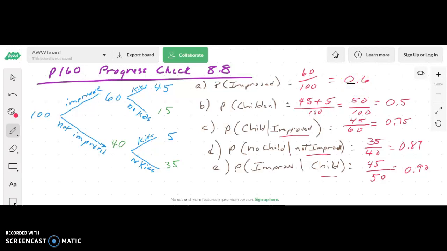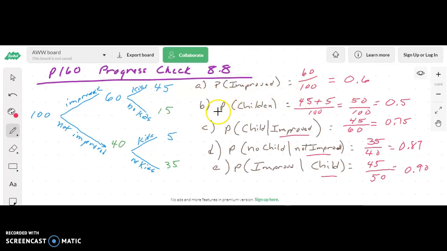And for most of the problems, it's going to be somewhere in between. So 60 divided by 100 converts over to 0.6. I recommend you not get in the habit of writing 60%. They're not asking you what percent of the population. They're asking you what's the probability of a certain selection. So 0.6 is the answer there.